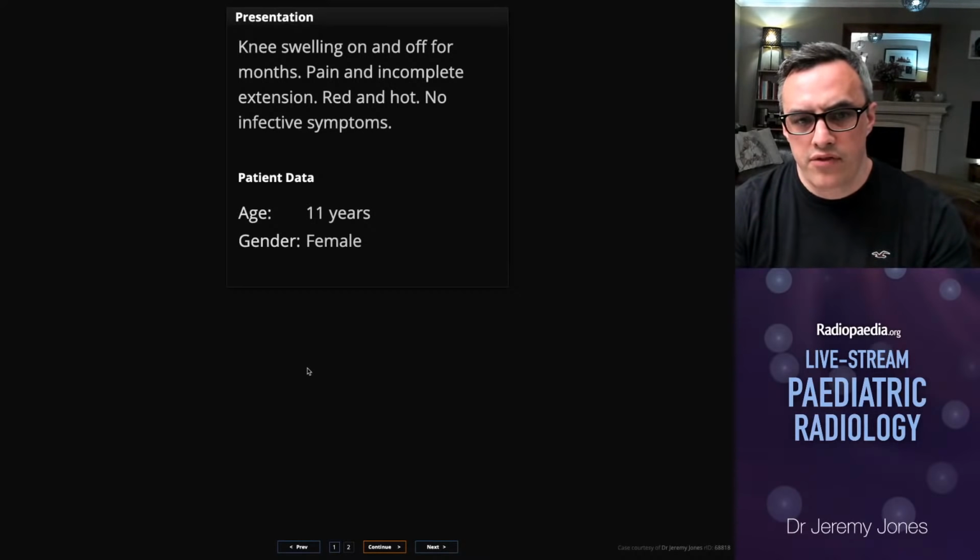Knee swelling for months. So we're not thinking acute problem. Pain and incomplete extension. Incomplete extension and block to extension can happen in lots of different conditions. Red and hot, but there are no infective symptoms. So presumably that means there are no systemic evidence of infection, but we know that infection can occur and not have infective symptoms. So we've got all those options, and Miguel on the chat is saying ultrasound. He is absolutely right. That's what we go for first, but we haven't uploaded it for the case.